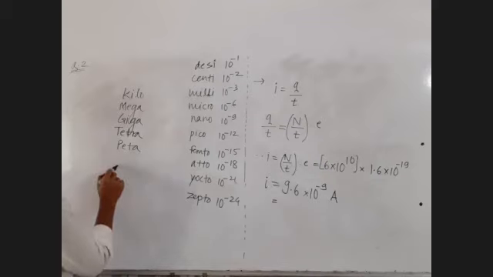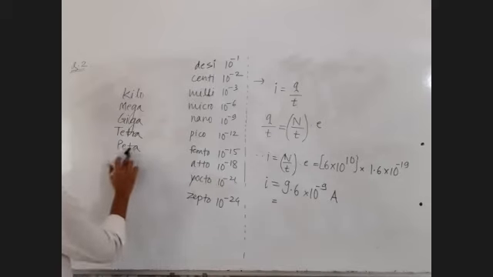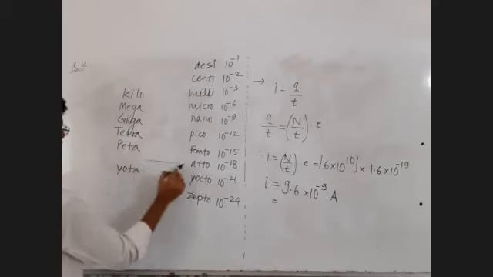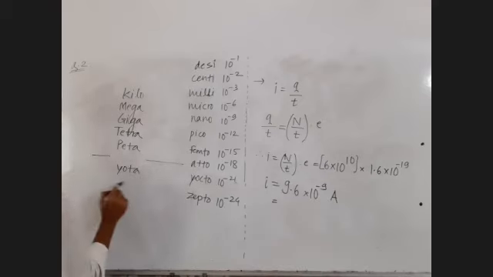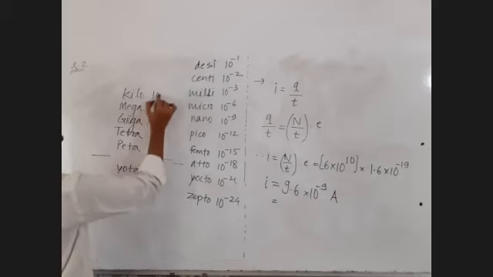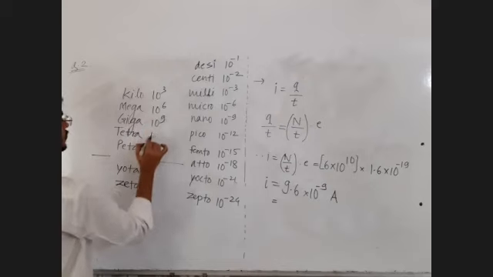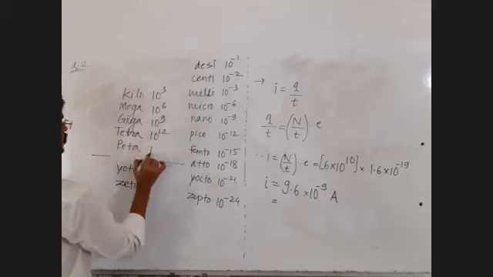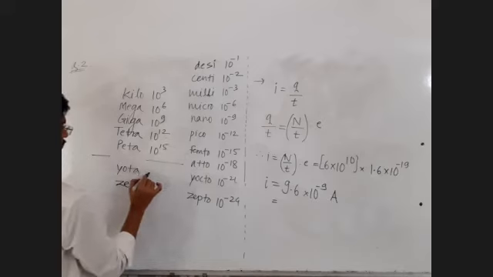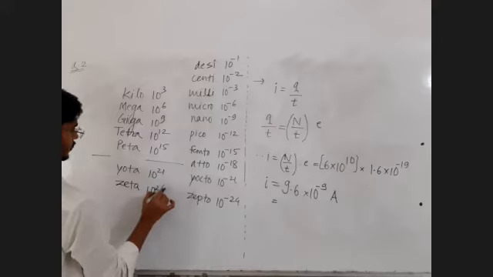Here there will be iota, and here there will be zeta, right? For auto we have to cross check. Here there will be zeta. Kilo means 10 raised to 3, mega means 10 raised to 6, giga means 10 raised to 9, tera means 10 raised to 12, peta means 10 raised to 15, 10 raised to 21, zeta means 10 raised to 24.